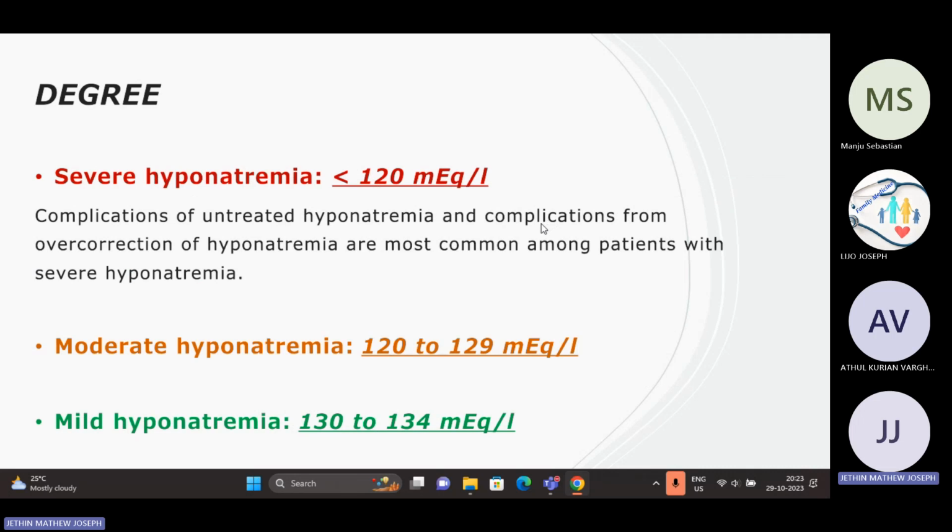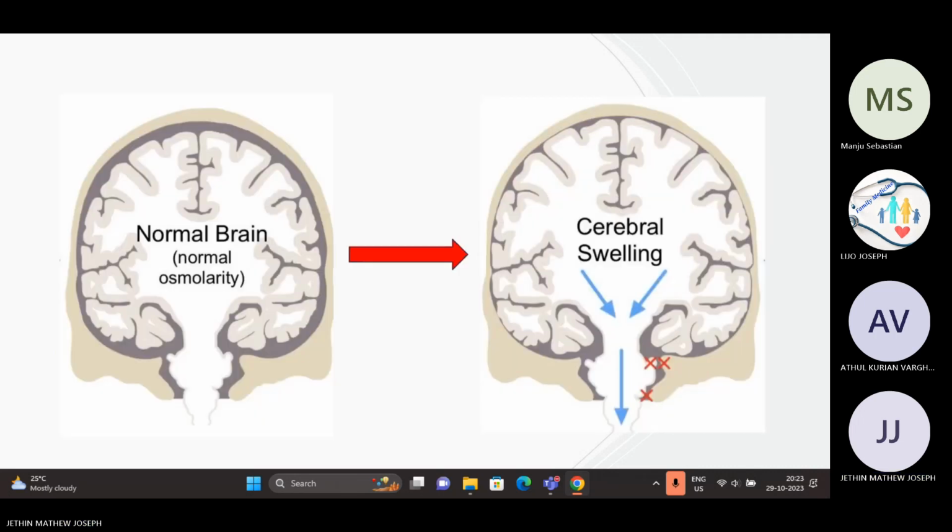So degree of hyponatremia. Mild hyponatremia is 130 to 134. Moderate hyponatremia is 120 to 129, and severe is less than 120 milliequivalents per liter. So complications of untreated hyponatremia and complications from overcorrection of hyponatremia are most common among patients with severe hyponatremia. So if you don't treat it, it's going to be dangerous, and there are potential complications of overcorrecting this hyponatremia also. So mild is 130 to 134, moderate 120 to 129, severe is less than 120.